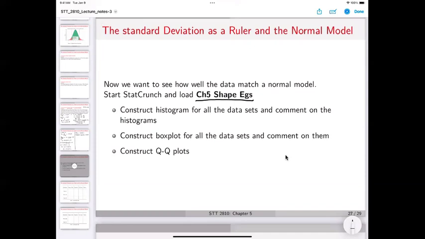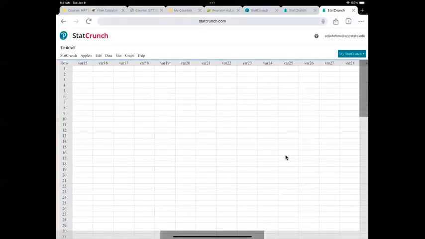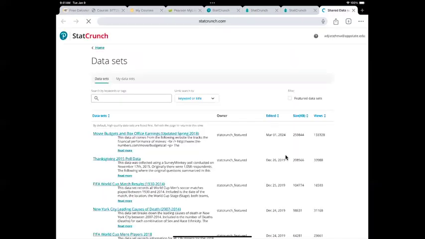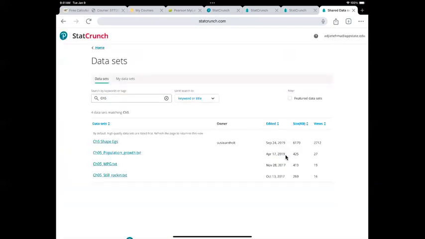So I want you to open StatCrunch and then load this data set. I have my StatCrunch, and to load the data set, I go to Data, Load, then shared data sets, and the data is, I think, CH5 or so. Yes, it is this data set, the one with Susie and Hall. So we click on that one here.